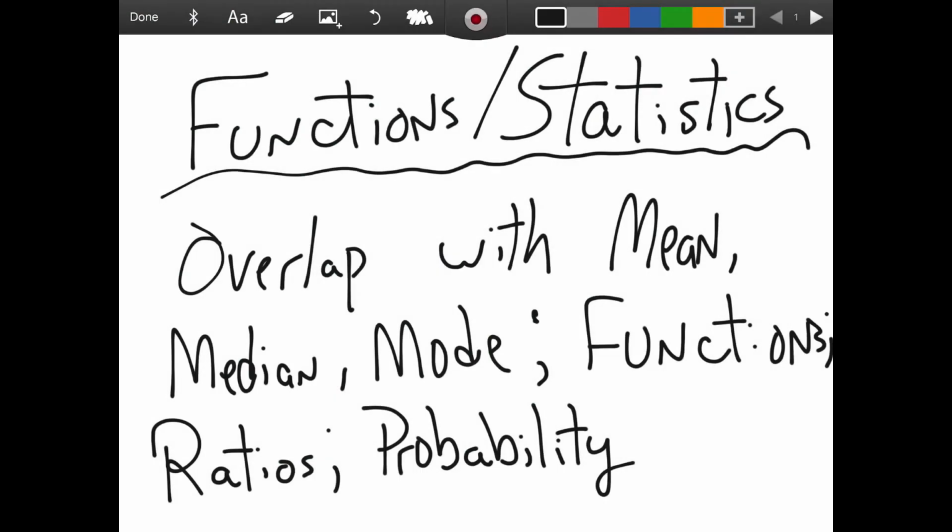Dive into functions and statistics. And what you're going to notice is that there's a lot of overlap with mean, median, mode, which we did recently, functions, ratios, and probability. So they kind of all come together to have us analyze data specifically out of graphs and tables.